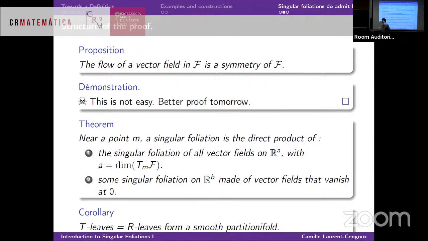At what point in the proof does the counterexample appear, where all the vectors are tangent to some lines on one side, but there's no constraint on the other side? At what point does it? There. In fact, I already saw in a paper in the 70s a definition of the singular foliation. They replace the condition of locally finitely generated. Well, they found it in Sylvain Lavau's paper. The flow of vector fields in F is a symmetry of F. That's enough to prove everything.